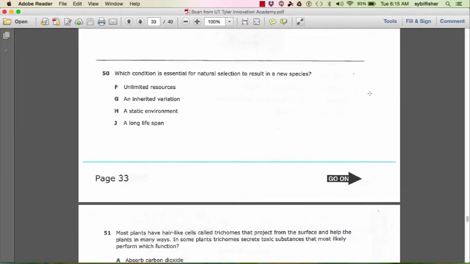Number 50. Which condition is essential for natural selection to result in a new species? F. Unlimited resources. G. An inherited variation. H. A static environment. J. A long lifespan.